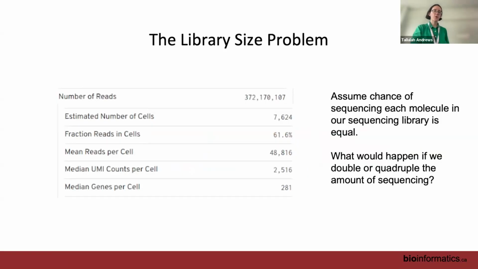Okay, so that's quality control. The next is normalization. To understand why we need to do normalization, you have to understand the problem of library size. So we're doing our sequencing. We assume the chance of sequencing any particular molecule in our sequencing library is equal. But what would happen if, for whatever random chance, we happen to double or quadruple the amount of sequencing for a particular cell?